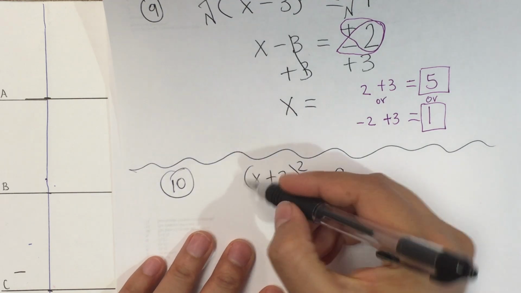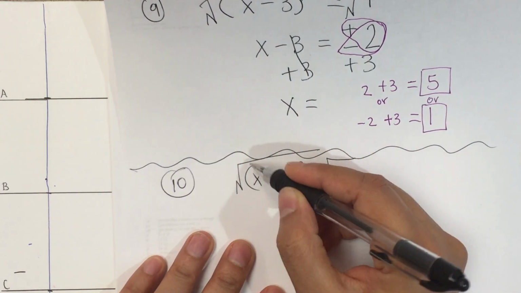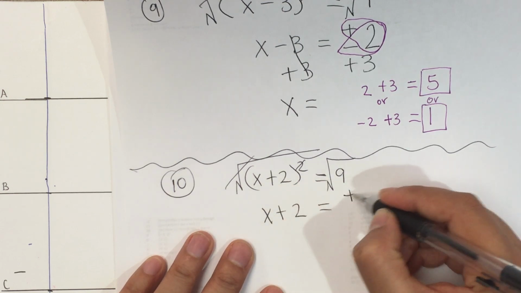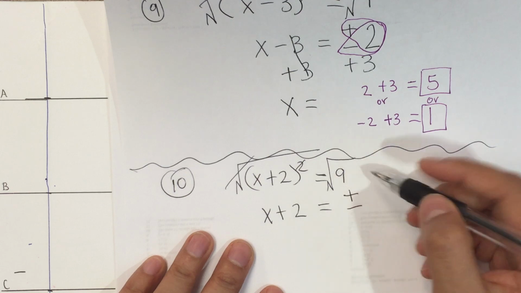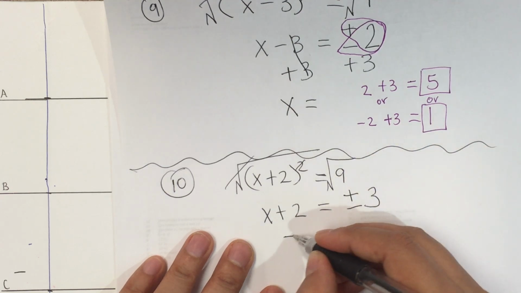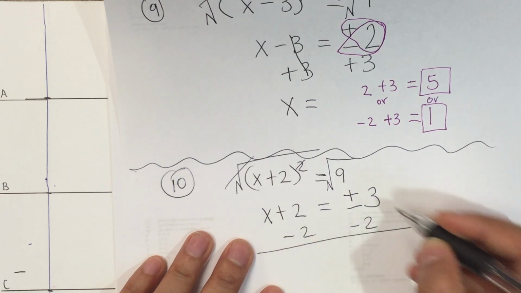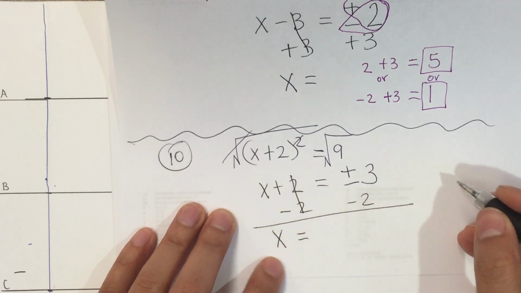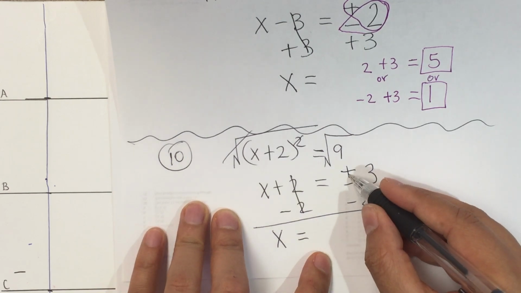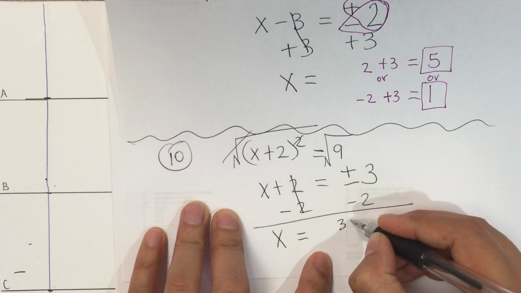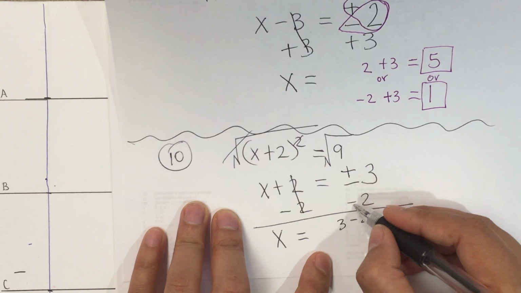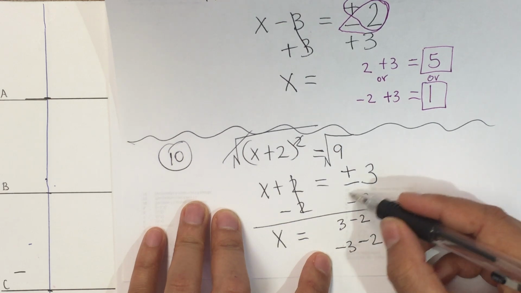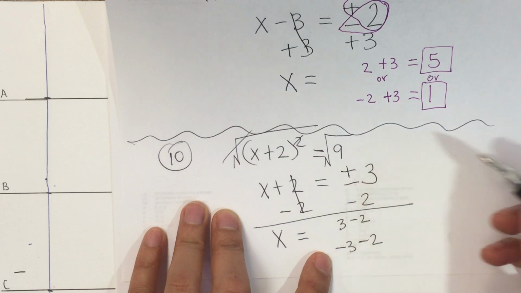Okay, it's the same process. Take the square root of both sides. We have x plus 2 equals positive or negative, the square root of 9 is 3. We subtract 2 from both sides. And so in here, my x is going to be equal to either positive 3 minus 2 or negative 3 minus 2. Notice that the minus 2 stays the same. It's just the 3 that is positive or negative.